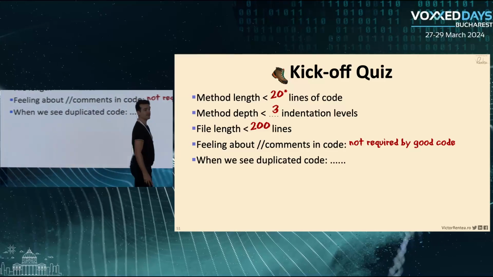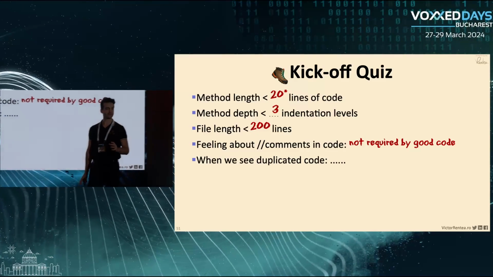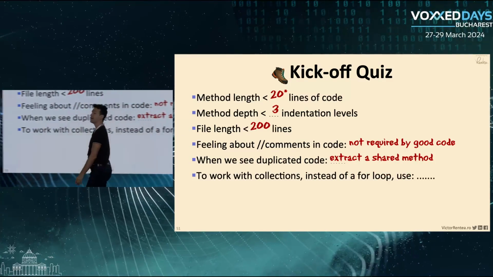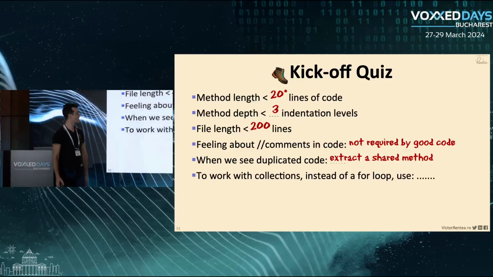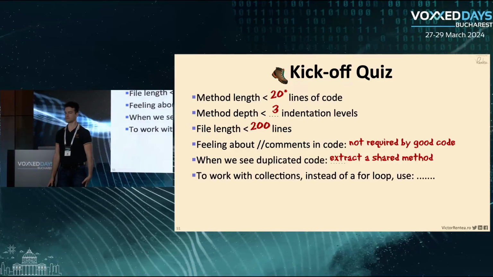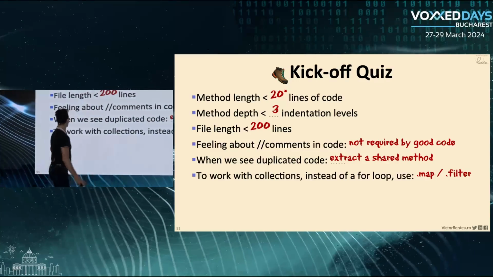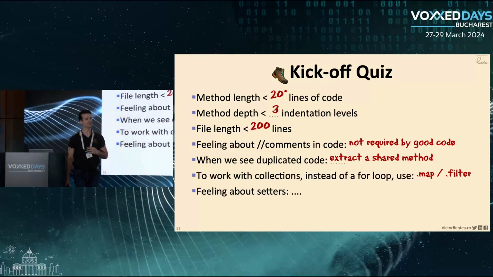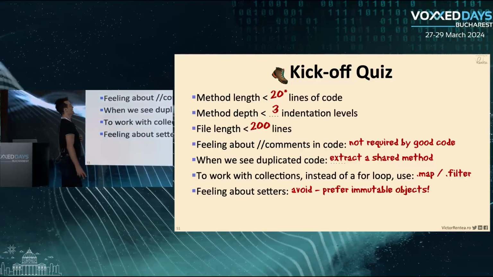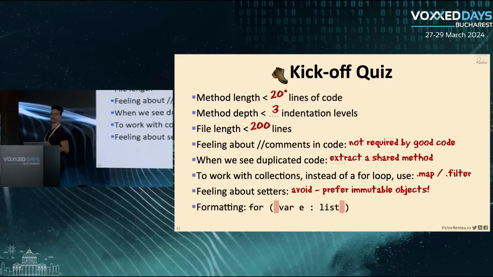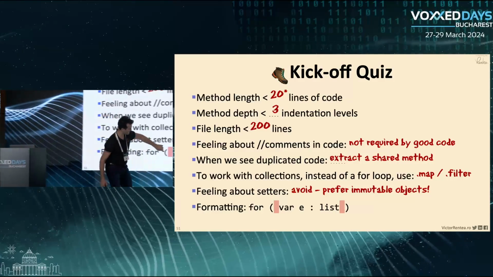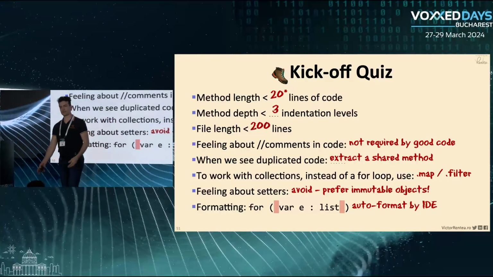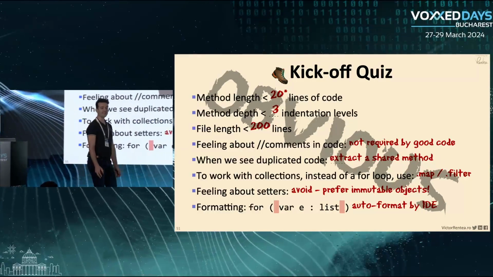All right. What do you do when you see duplicated code? Copy, paste? Refactor! Yes, extract a method, call it in both places, of course. How do we work with collections? Do you do a for? What should we use today instead of a for? Stream. All right. And what do you feel about setters? Boo. Data changes. So yeah, we prefer immutable objects. And should I put a space between the parentheses and the var? Don't ask me this. I will auto-format when committing, right? So you could say, yeah, that was obvious.